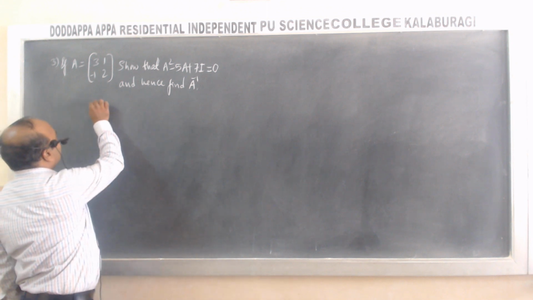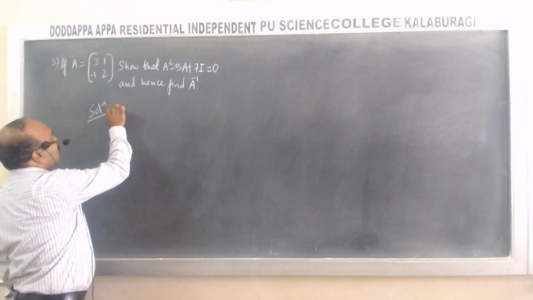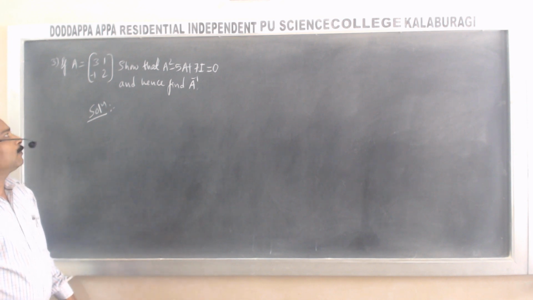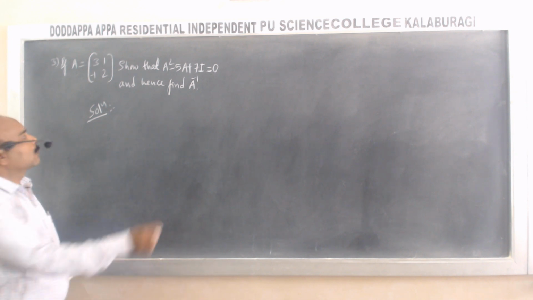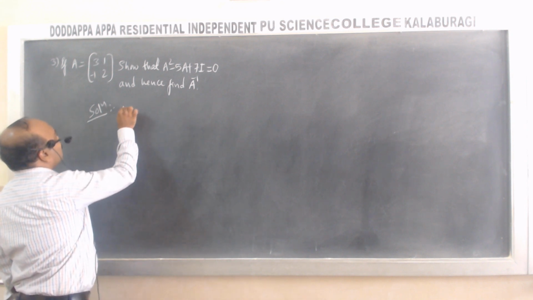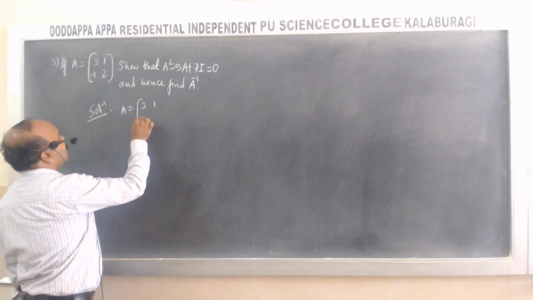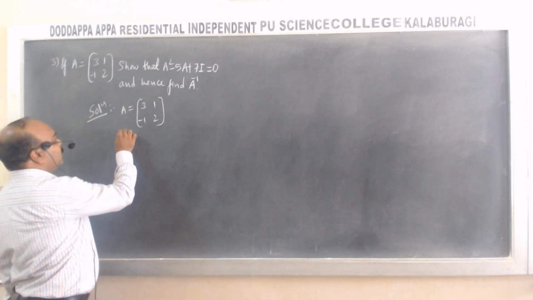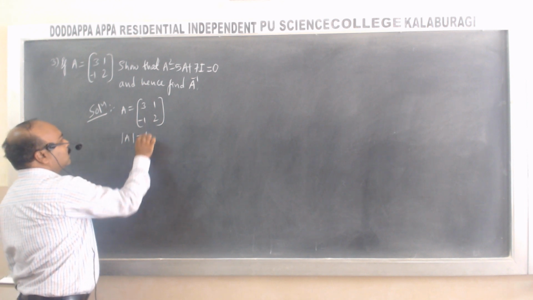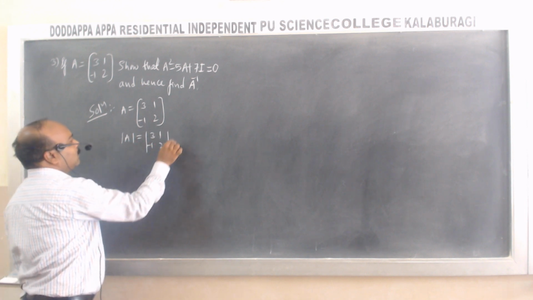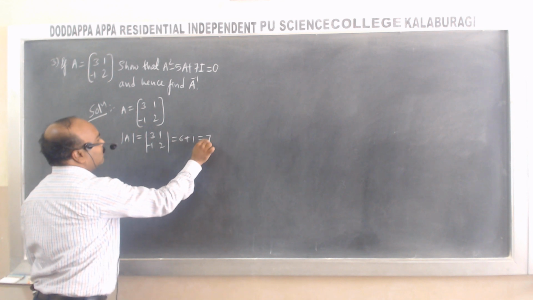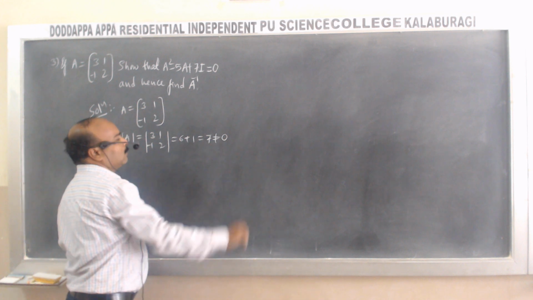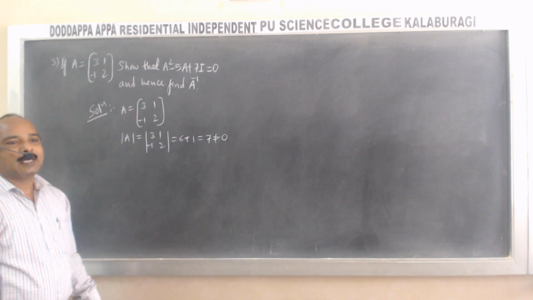So for that, first we prove the result, that is A square minus 5A plus 7I equal to 0. After the proof of that, we go for the inverse. Now first we take given matrix as A equal to 3 1 minus 1 2. Now you check singularity of this matrix. For that, determinant of A is determinant of 3 1 minus 1 2, it is 6 plus 1, it is 7, which is not equal to 0, hence it is non-singular matrix.